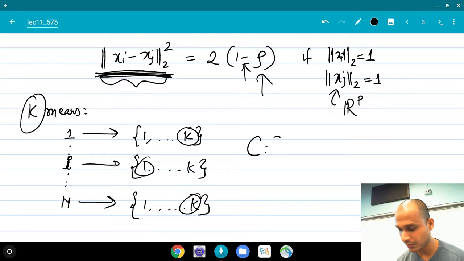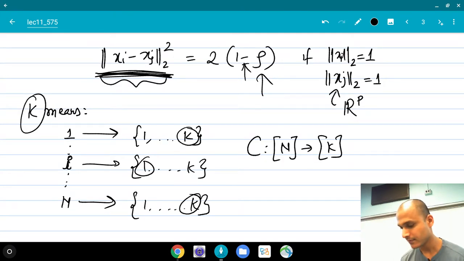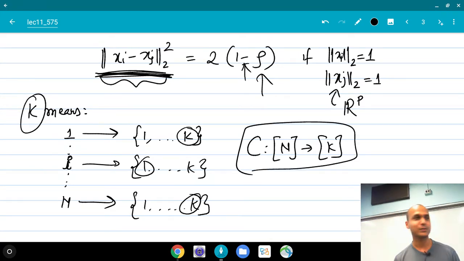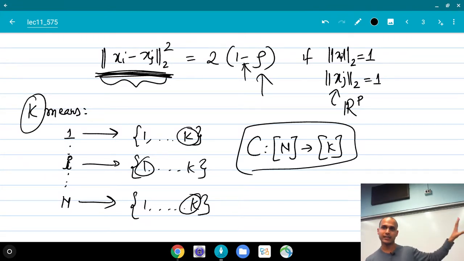So let's call that function c, which goes from indices to indices. This is just a notation, but this is what I just said in English. I want a function which, given an index like observation 1, tells me which cluster it belongs to. That's what I want. Any clustering algorithm, any clustering approach should essentially boil down to this.